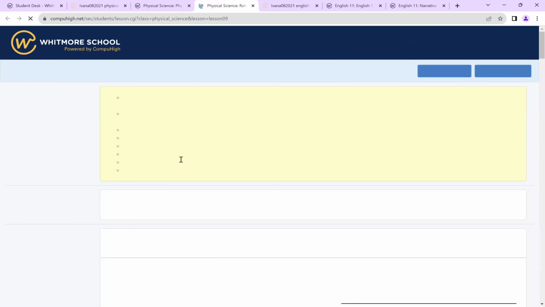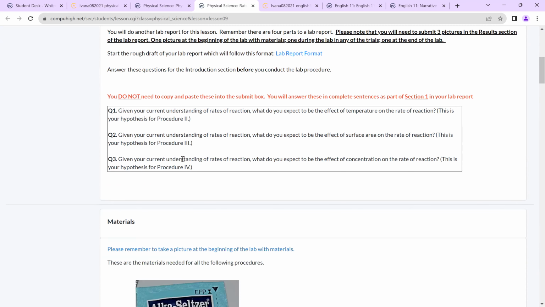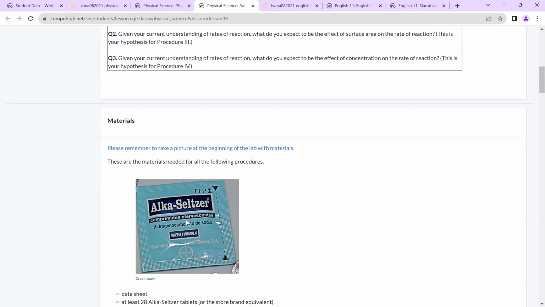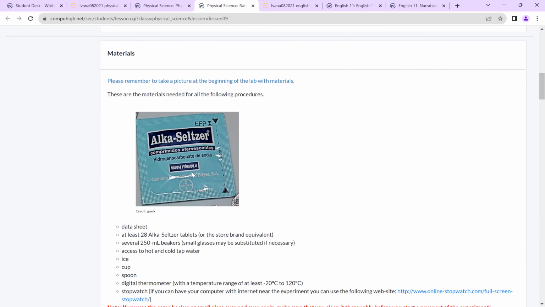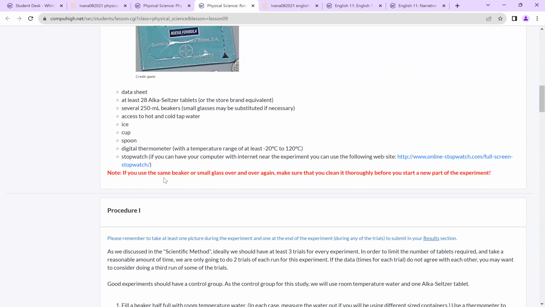To be the next one here. This looks like a lab report again? Alka-Seltzer and water. Yeah. Alka-Seltzer. Boy, that's an old picture. So it looks like you'll have to get Alka-Seltzer if you don't have any. Okay.